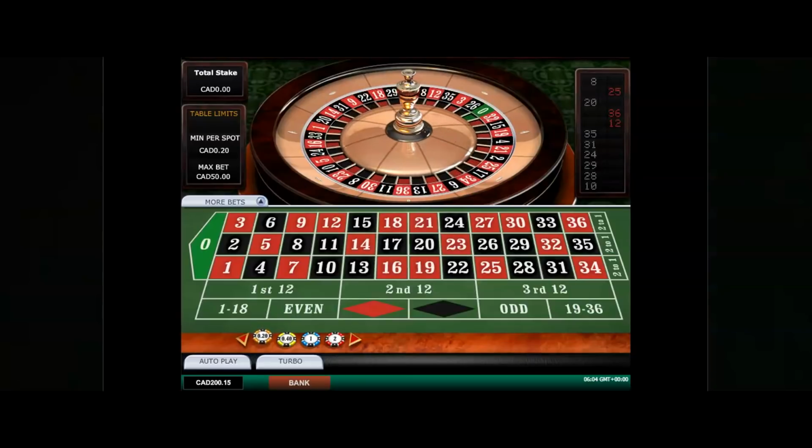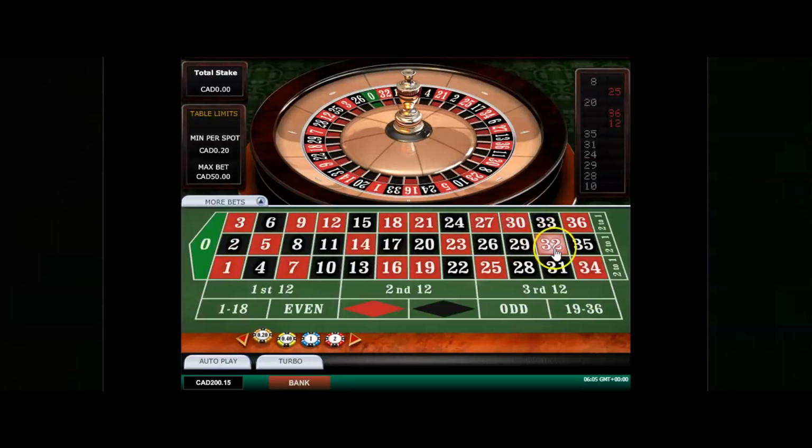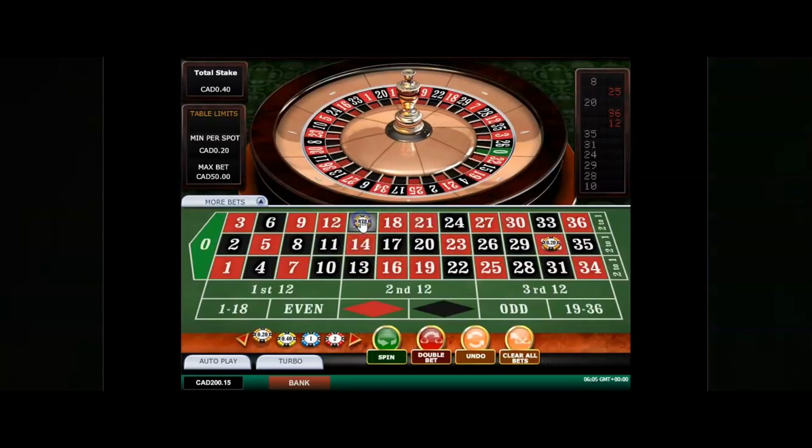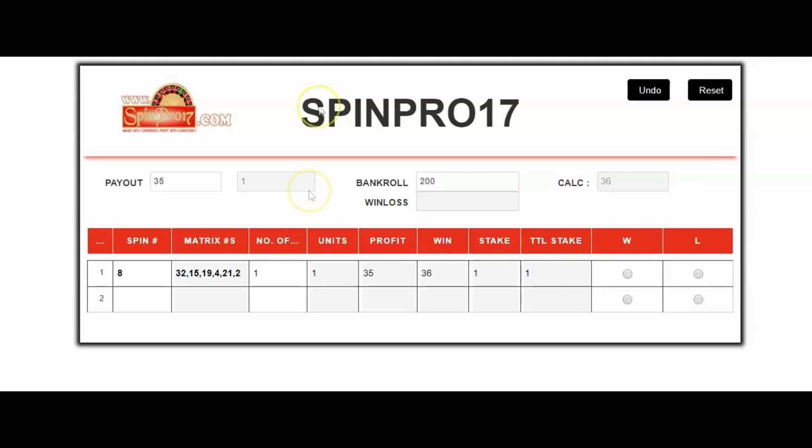Okay, so I'm going to use 8. And like I said, these numbers change all the time, but this is how it's done. I'm only putting the number 1 in here as a reference, because I'm going to play until I win. And the fact that I'm using 8, the first thing I'm going to do is put all of these numbers out. 32, 15, 19, 4, 21, and 2.